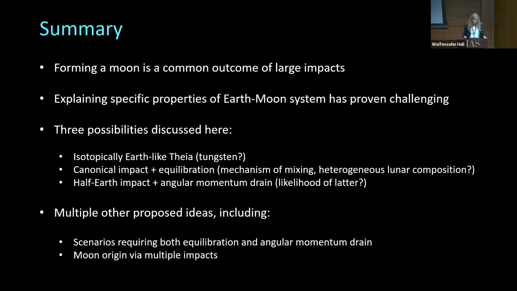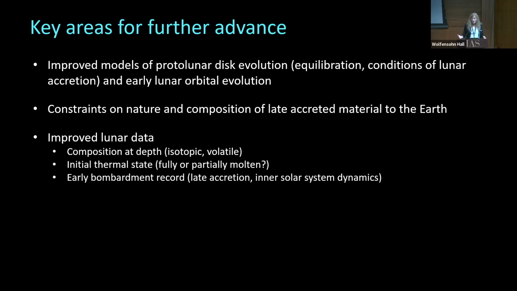exist as well, including scenarios that are a mixture of these that may require both some disk-planet equilibration and some angular momentum removal, or maybe even forming the moon by multiple impacts. So what do we need to do to make progress? Hopefully to start removing some of the possibilities and zeroing in on the most promising ones.